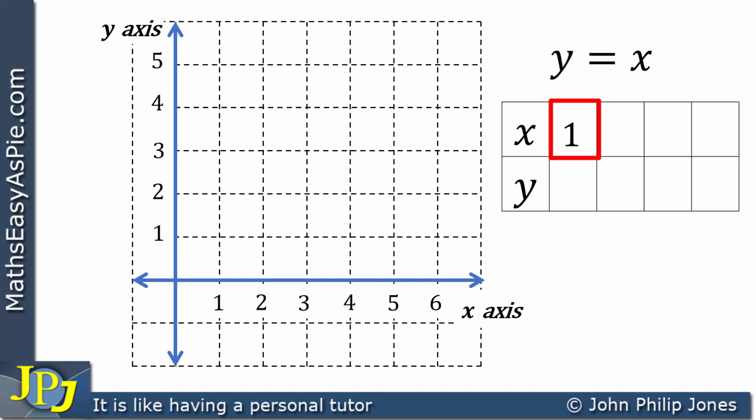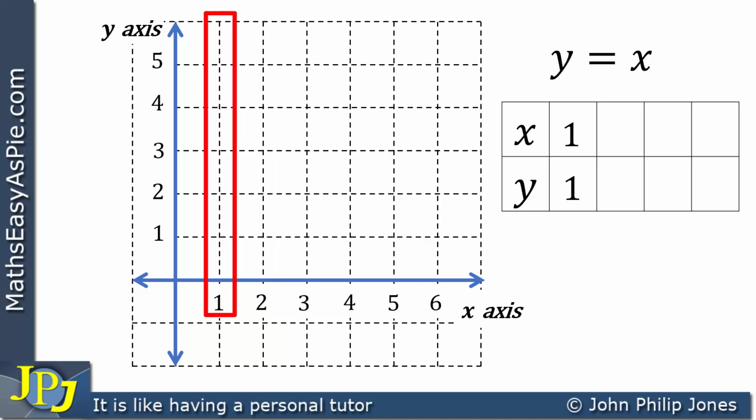Now, the question we need to ask is, what's the value of y when x is 1? Well, we can see here that y equals x. So y is going to be the same value as x, which is 1. So we can write y is 1. Now, this pair gives a coordinate position on the graph where x is 1 and y is 1.